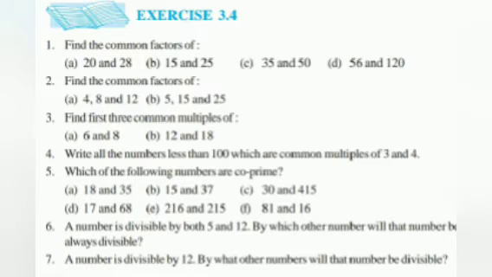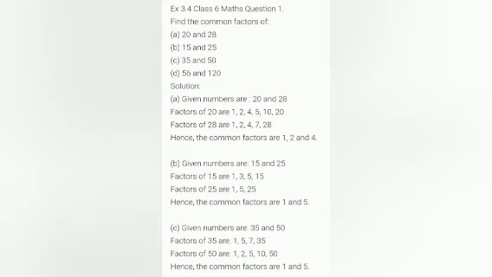Let us move towards exercise 3.4. The first question is to find the common factors of the given numbers. So how do we find common factors? We will write the factors of each given number, and from them whatever factors are common, we write separately. These are the common factors for the given numbers.